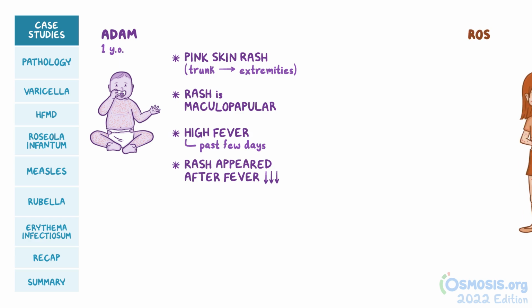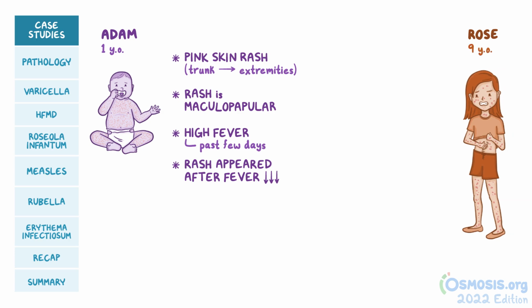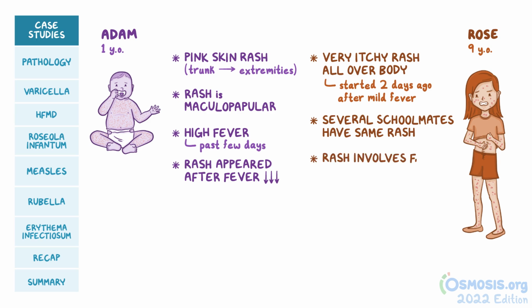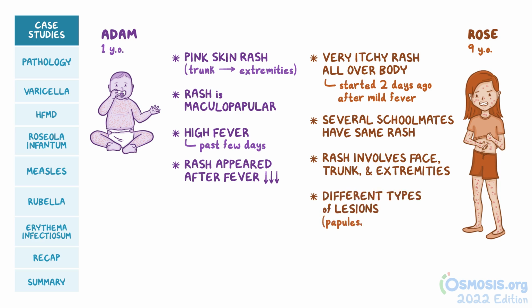Next, you see Rose, a 9-year-old girl who came in with her father due to a very itchy rash all over her body. Her father claims that the rash started 2 days ago, after having a mild fever, and that several of Rose's schoolmates also have the same rash. Upon physical examination, you notice that the rash involves her face, trunk, and extremities, and presents with different types of lesions, including papules, vesicles, and crusts.